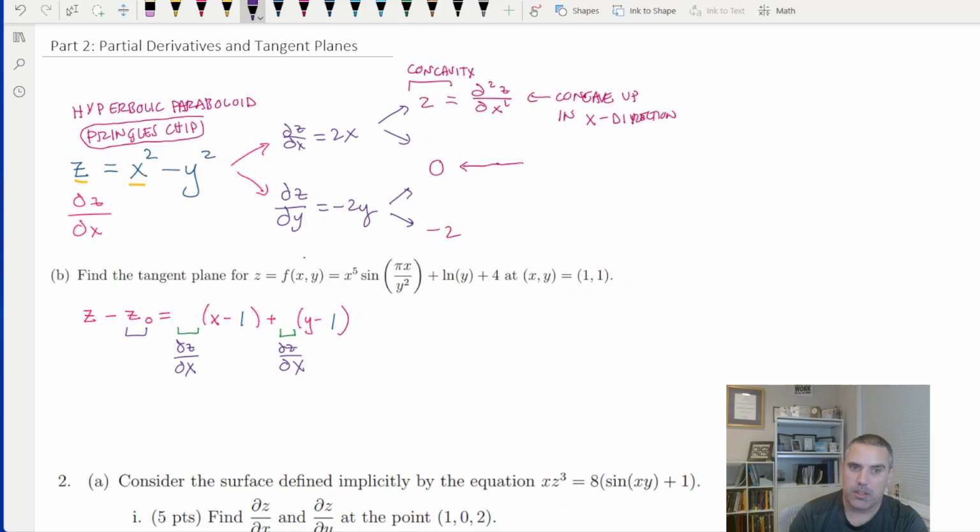Now, if you want, you could plug in the 1, 1 right now. I think when I asked this question, it was in a fall quarter where I wanted to make sure students could compute a few things. This is going to end up being sine of pi, which is 0, log of 1, which is 0, and 4. So it's just 4. That wasn't too bad.